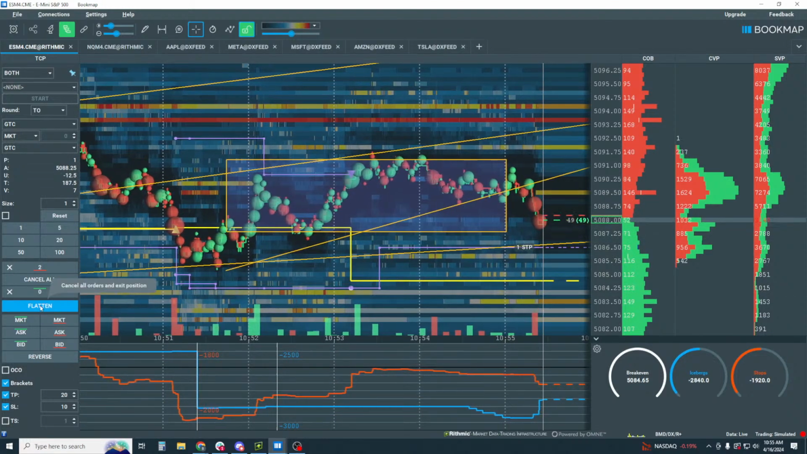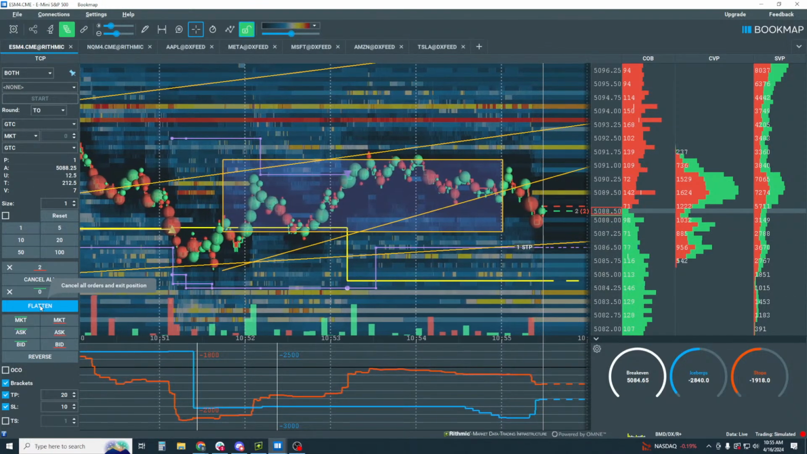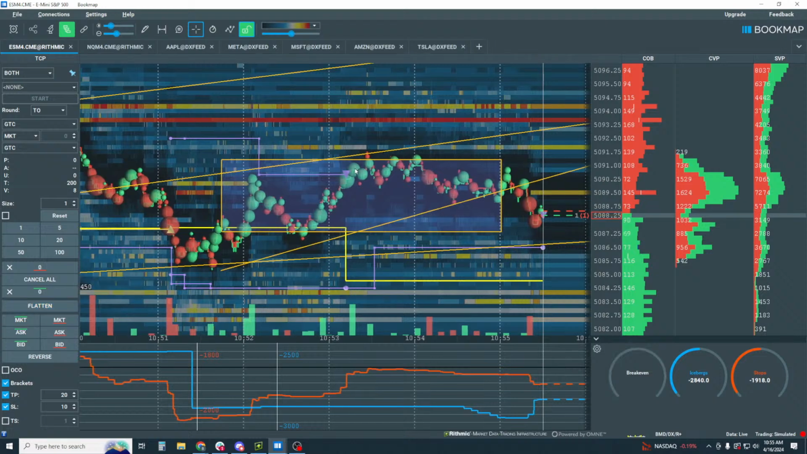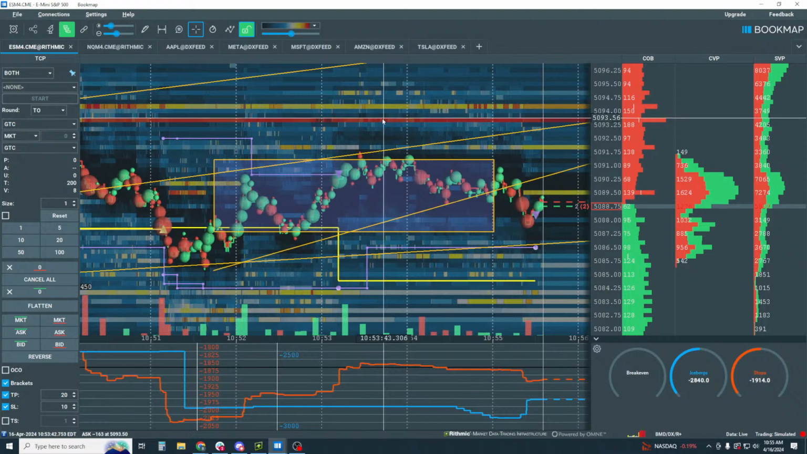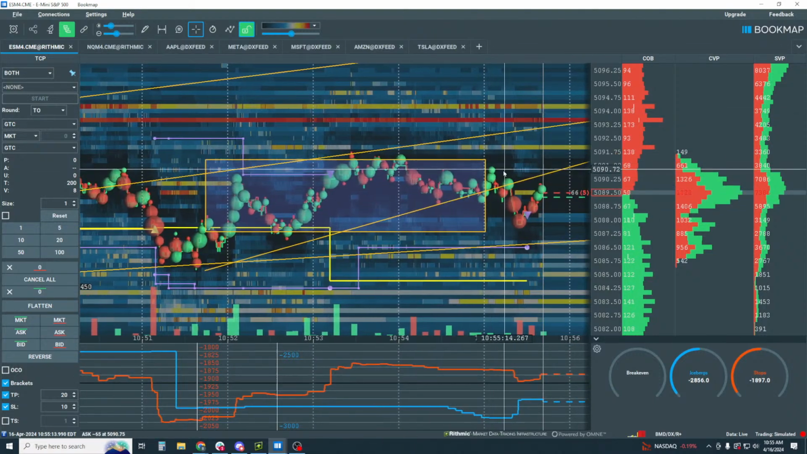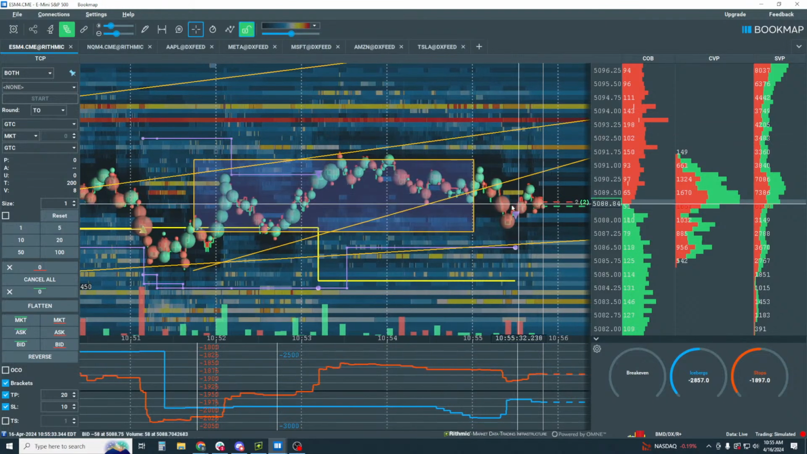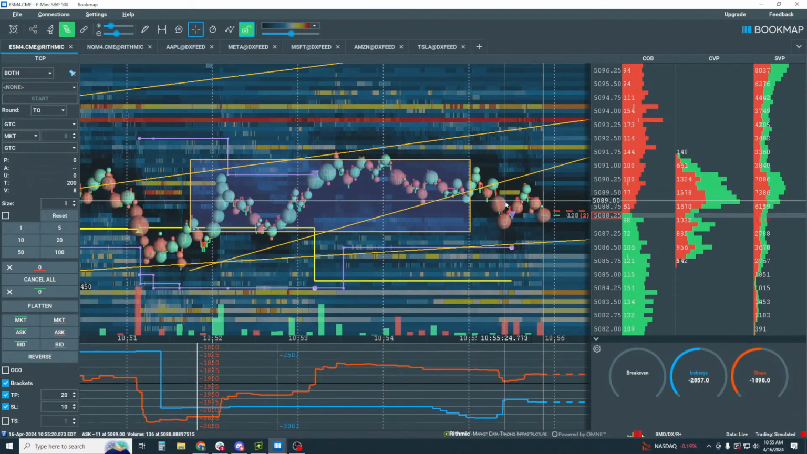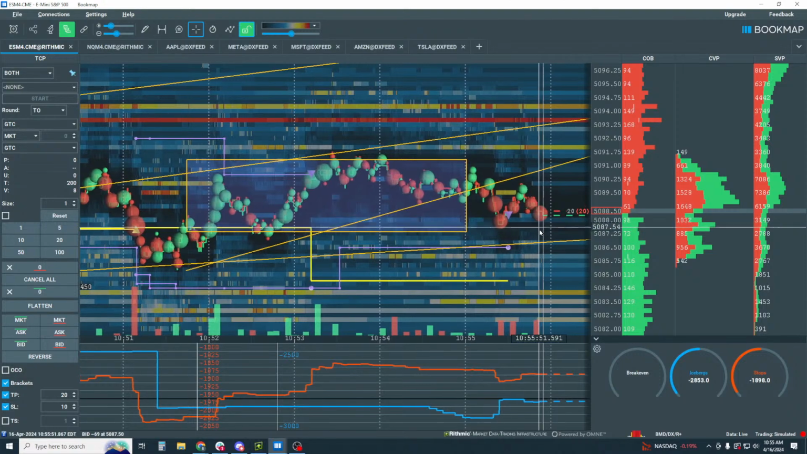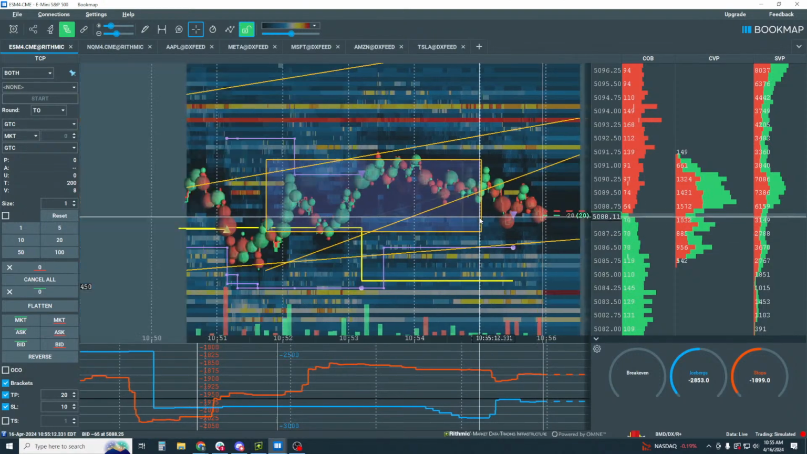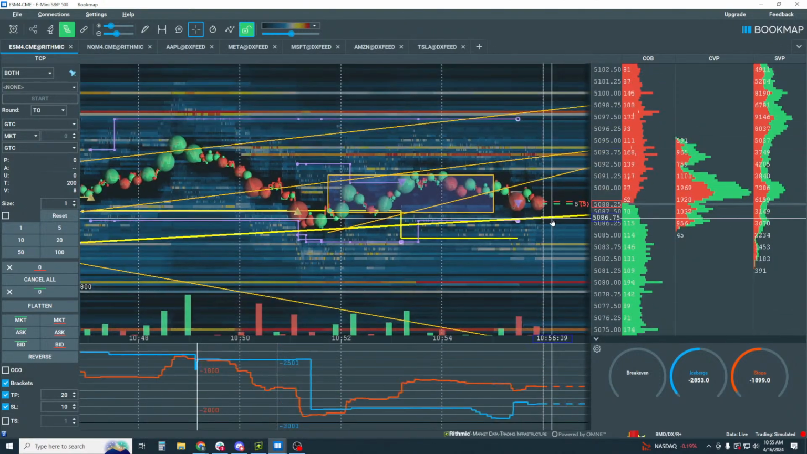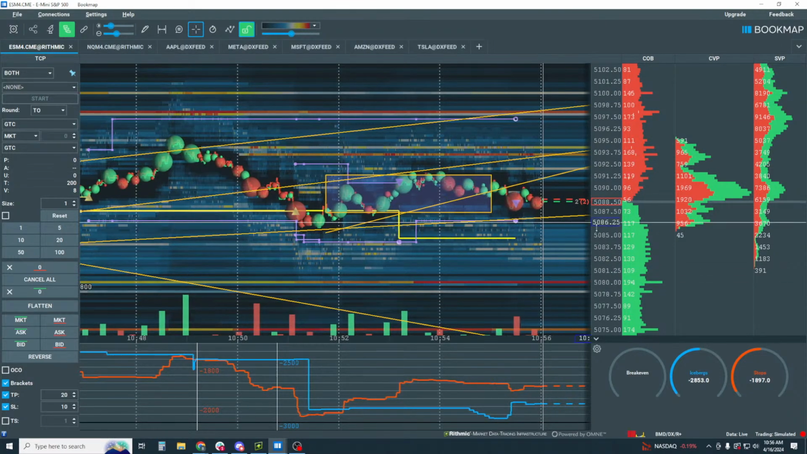All right, let's hit the flatten button. And that's that. Okay, see our outlook here. We're giving it a shot within this range in here, but we're really not seeing the buyers that we're looking for. So we're out, and maybe we see some sellers come in and break this range here on size, and then we can go down to the bottom of the range on the higher time frame here.